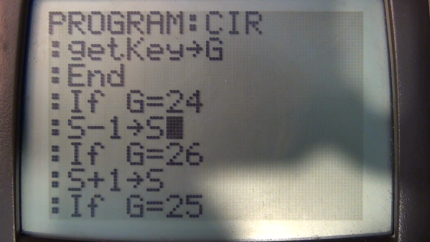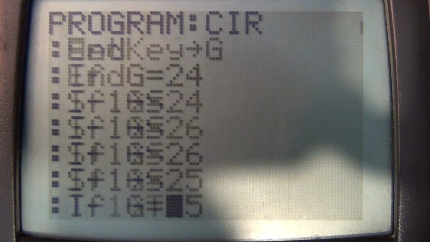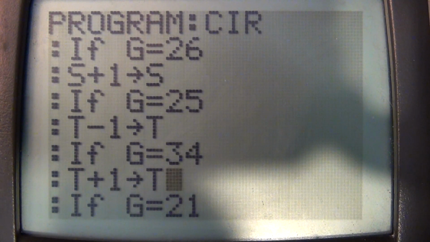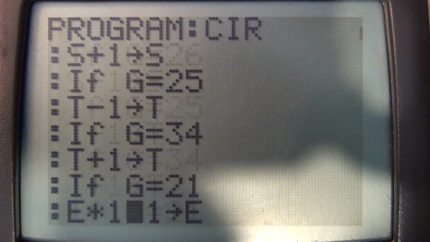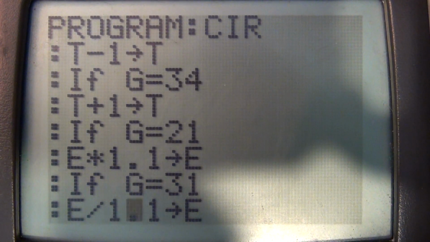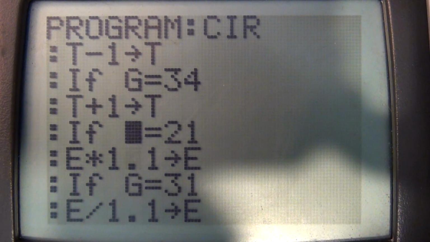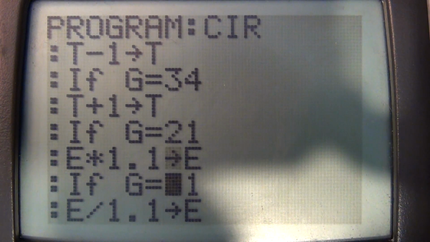This is left, this is right, this is up, and this is down. 34, we add 1 T. And then we have 2 more buttons we press. So this is the second button, the second key, which is the blue key. And this is the alpha key, which is the green key.